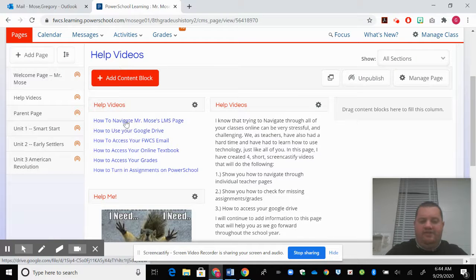Okay. So we have how to navigate Mr. Moses' LMS page, how to use your Google Drive, how to access your FWCS email. This is very important because this is easier to use and you're going to get a quicker response using your FWCS email rather than PowerSchool that some people are still using. How to access your online textbook, how to access your grades, and lastly, how to turn in assignments on PowerSchool.